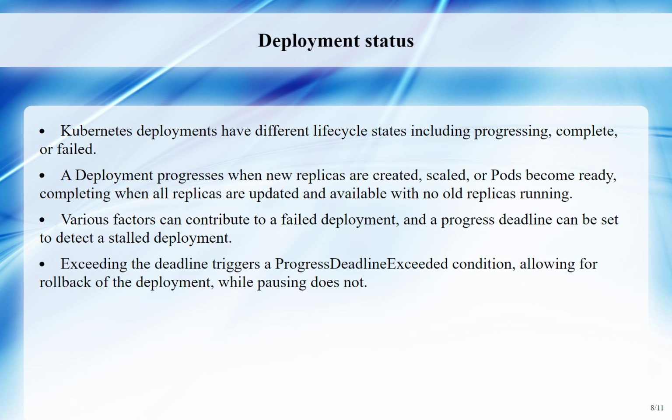Once the deadline is exceeded, the status will show a progress deadline exceeded condition, and the deployment can be rolled back to its previous version by higher-level orchestrators. Pausing a deployment does not trigger the deadline condition.